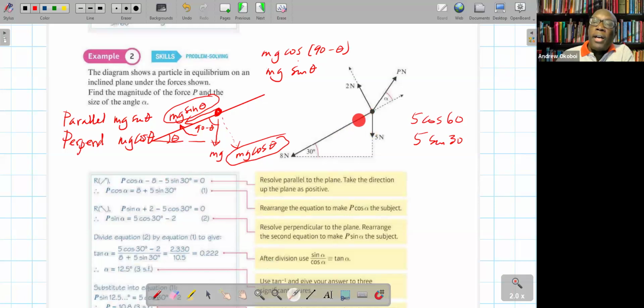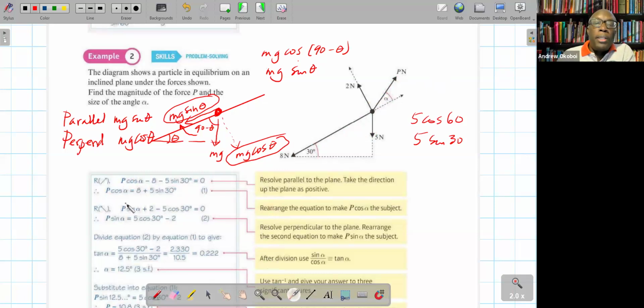So this 5 sine 30 and 8 newtons are opposite to P cos alpha. So that's our first equation here. My suggestion is always to write it like this. Just notice that this one, which is pointing up here, is opposed by all those that are pointing downwards. You can always rearrange the equation like that.